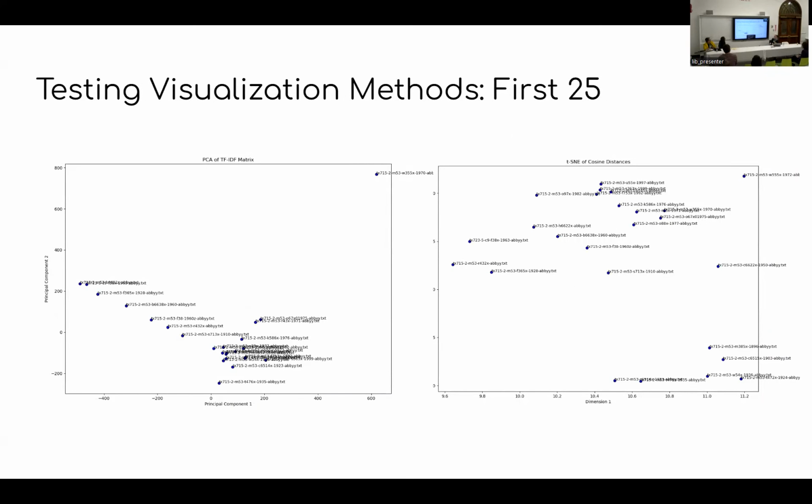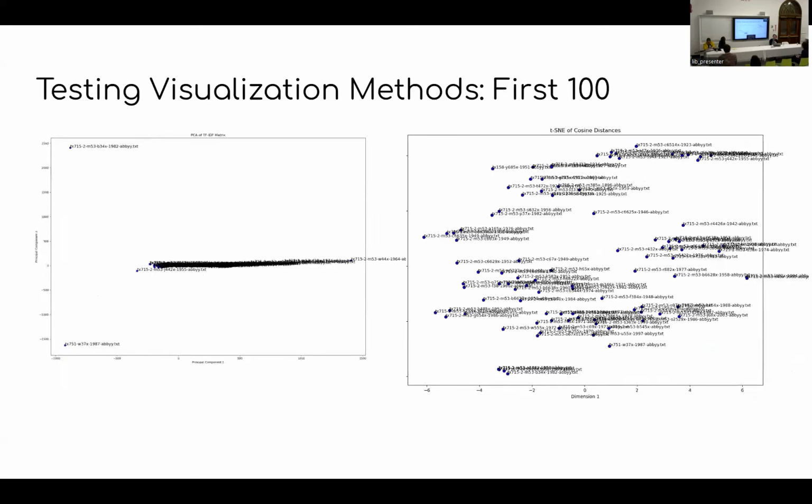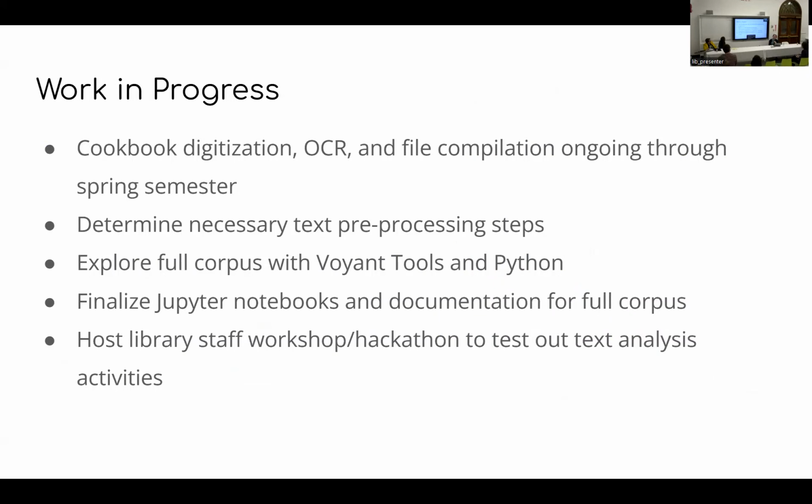So here's a couple of very first tries at the clustering methods. Two different methods here with the first 25 cookbooks. And then this is the first 100 cookbooks. So this method is not giving me something that I can work with at the moment. It could be that I need to hone my code here. It could be that that's not the method I should use. But it looks like with this one I am starting to get some clusters. And when I start to dig into which text these are, some of these do make sense to me as clusters of similar books. So that's promising.